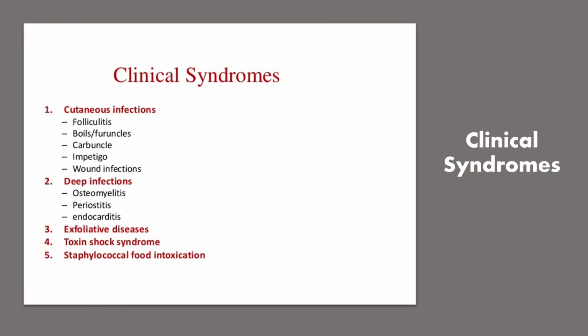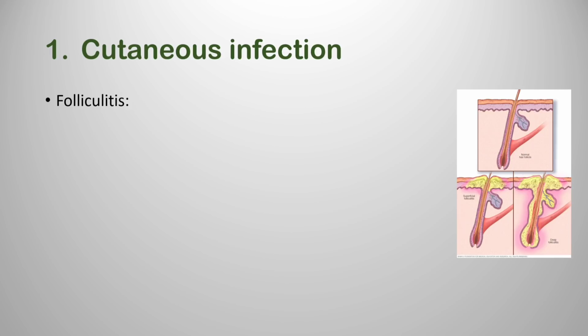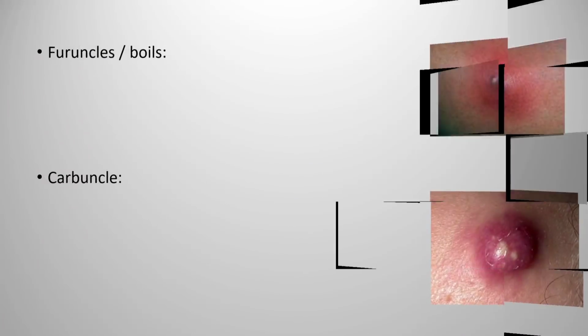Now, clinical syndromes. These are the infections which can be caused by Staphylococcus aureus, which include cutaneous infections, deep infections, and other infections. Number 1 is cutaneous infection, which is folliculitis. It is the inflammation of a hair follicle. A small red bump or pimple-like lesion develops at the infection site of the hair follicle, as you can see in this picture, and then it can cause severe disease.